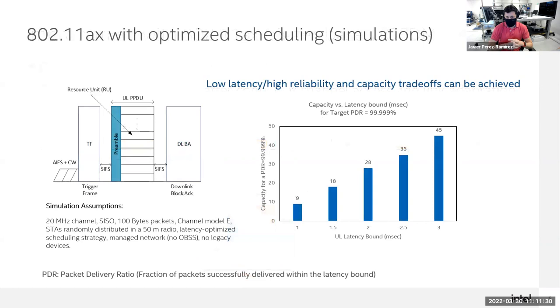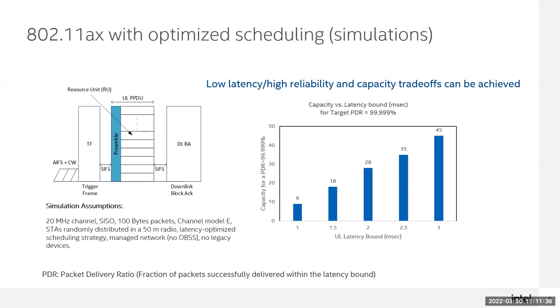Now, in addition to this, if you have a network where all the devices can be managed, say all the devices are Wi-Fi 6, can you design a schedule that gives you high reliability in addition to low, deterministic latency? This is one simulation we ran here. In this particular example, we have a 20 megahertz channel, small 100 byte packets, a 50 meter radius, and we just drop a client randomly in that environment. What we see here is, depending on the uplink latency bound you have, you can achieve a 99.99% packet delivery rate at radii of 4.9, 18, 28, 35, and 45 meters, with 1.5 to 2.53 millisecond uplink latency bounds.